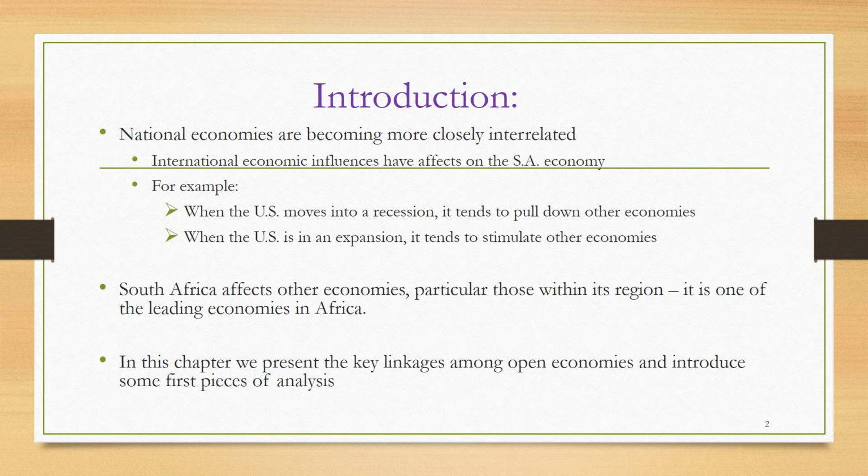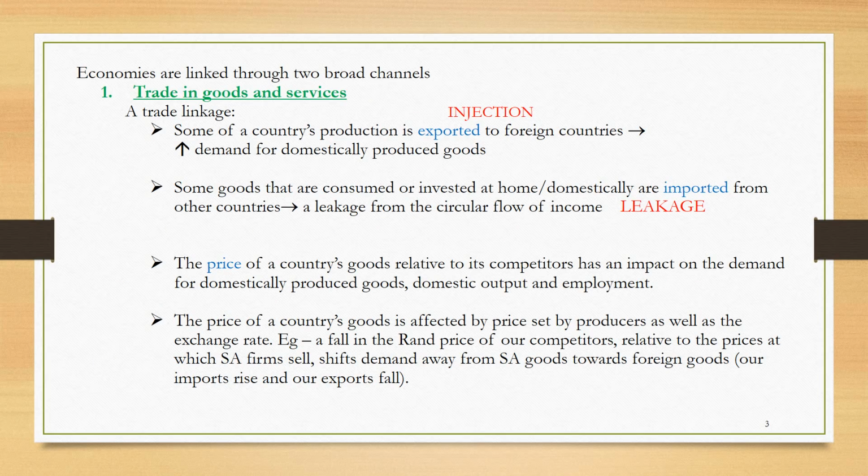So South Africa, as a major player within sub-Saharan Africa, also has an effect on its neighbouring economies. When we export goods, things like our wine, fruit, grapes, oranges, etc., even though the goods are going abroad, it represents an injection into the South African circular flow because it represents an increased demand for our domestically produced goods, which increases our output and income here. As opposed to when we import, say, a car or a cell phone from abroad, that represents a leakage from our circular flow. It represents spending on foreign goods.